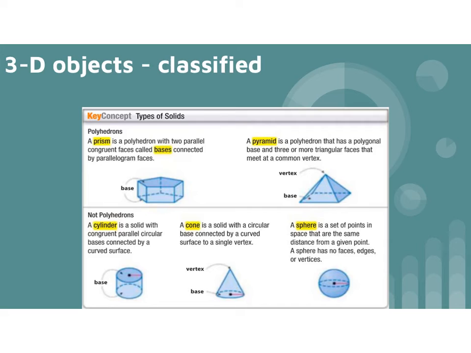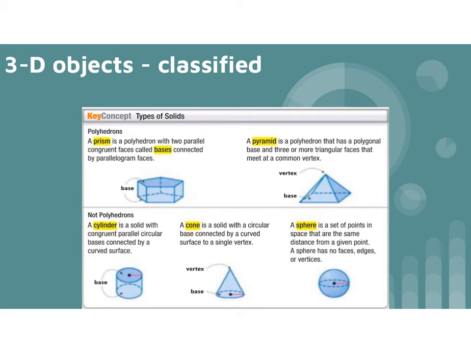Now, 3D objects are classified into different types. So, for example, polyhedrons. A prism is a polyhedron with two parallel congruent faces. So we have this congruent face and this congruent face, and it creates what we call a prism. A pyramid, on the other hand, is a polyhedron that has a polygonal base, and 3 or more triangular faces that meet at a common vertex.